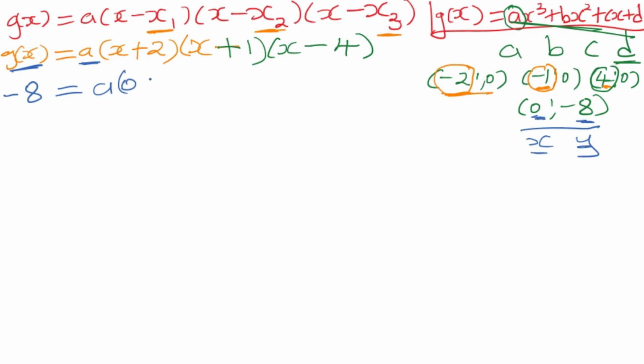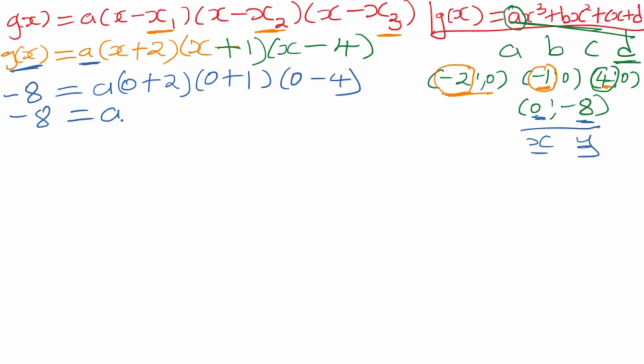So for x, we write 0 plus 2. For x, we write 0 plus 1. And then for x there, we write 0 minus 4. Now we have -8 is equal to a. When we simplify what we have inside the brackets, we will have 2 plus 1 there, and then -4 on the other side. So we have got -8.